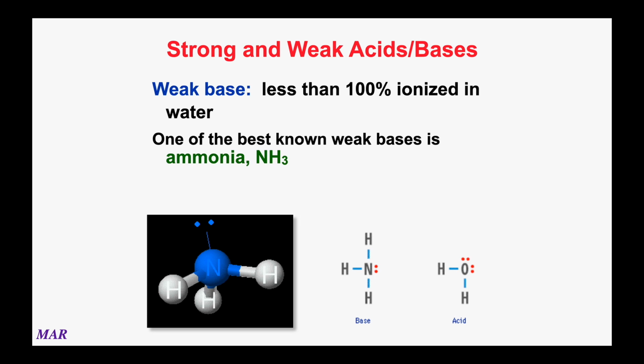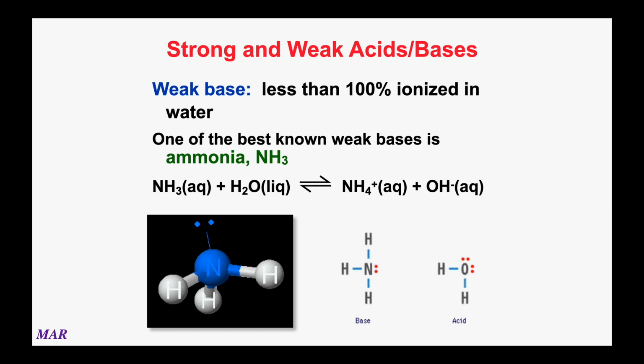Ammonia doesn't have a hydroxide in the formula. There's no oxygen at all. But when it reacts with water, it can make hydroxide, and that's what makes it a base. Ammonia acts as a base in solution by accepting a proton from a water molecule. This liberates a hydroxide ion and results in a basic solution.